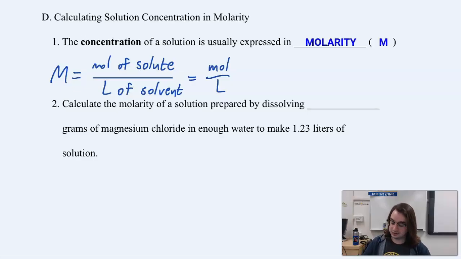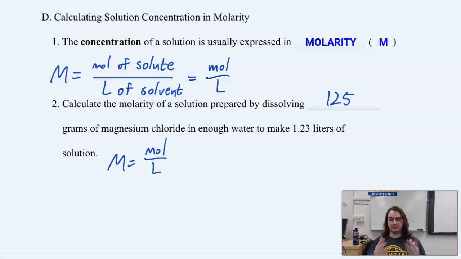Let's look at number 2. Calculate the molarity of a solution prepared by dissolving 125 grams of magnesium chloride in enough water to make 1.23 liters of solution. Because this is review, I'd like you to take some time and try this out on your own. Remember, just try and figure out moles. Moles over liters. Start there. Calculate your concentration or your molarity. They're the same thing. Come on back when you're done.